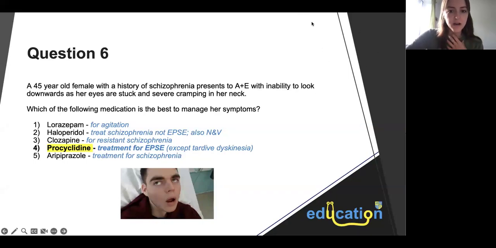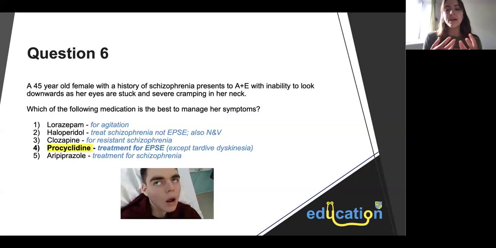Plus, I assume with the cramping in the neck, they are suggesting they also have torticollis, where you have this unpleasant twisting and cramping in the neck. Those are both examples of acute dystonia. The treatment for acute dystonia and Parkinsonism, which is a different extrapyramidal side effect, is procyclidine, an antihistamine. The other two extrapyramidal side effects are akathisia, where they have acute restlessness and you treat that with beta blockers, and then tardive dyskinesia.